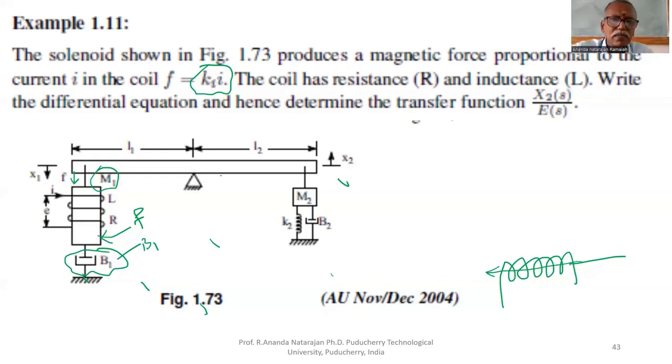The length of the beam is L1 plus L2. At this point, the beam is hinged. You know what is meant by hinged? Hinged means, like a door is hinged. One end is hinged, that's why you can move this door. Like that, this beam is hinged at this point. That's why it can move up and down, depending upon the force. This end also moves up and down about this point O.